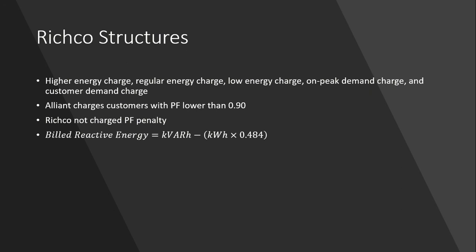Now, Alliant Energy charges customers for a power factor that's lower than 0.9, and Richco Structures was not charged a power factor penalty, which means their power factor was greater than 0.9. I am not sure if they have a power factor above 0.9 because they have included some power factor correction, or if it is because their load just has that high of a power factor. However, if their power factor was lower than 0.9, the billed reactive energy or the power factor penalty would have been billed according to this equation, where we have reactive power times the time minus the kilowatt hours times this constant of 0.484.